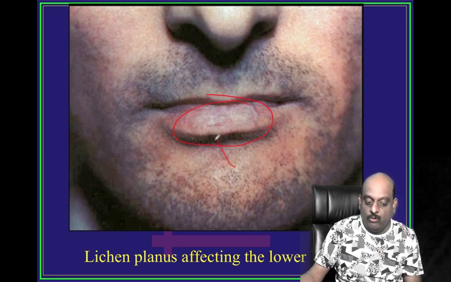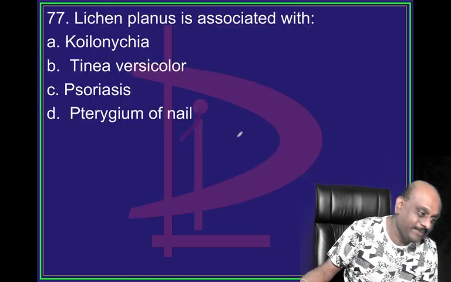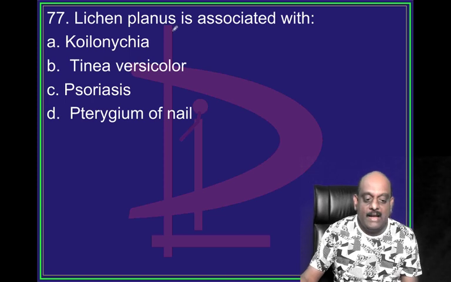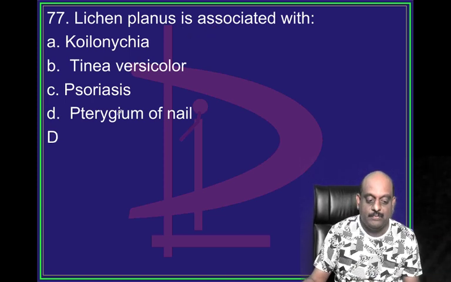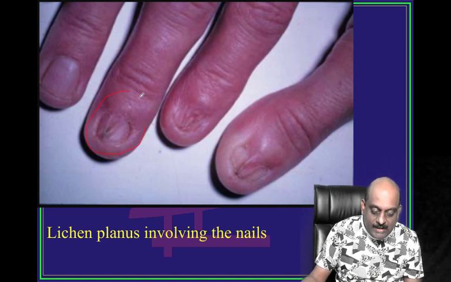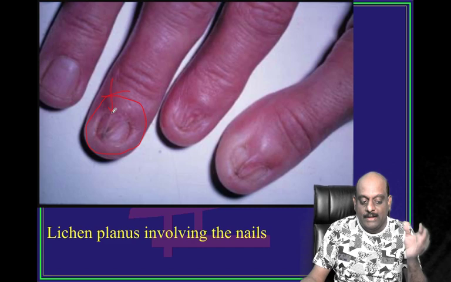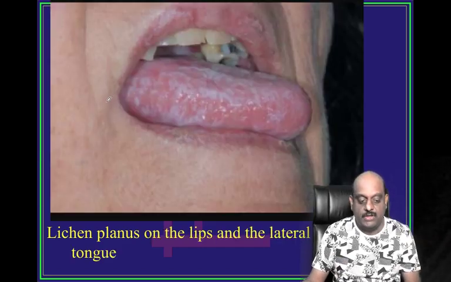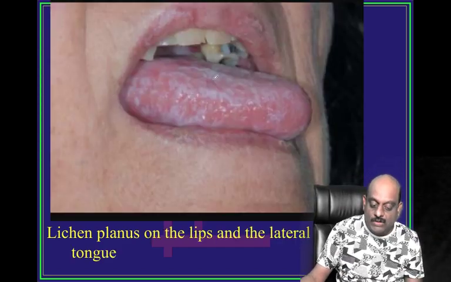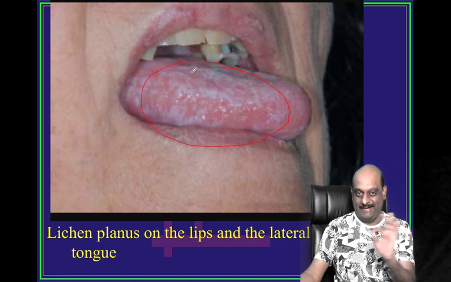Now on the lip, look. Typically on the lower lip, you are having these lichen planus lesions in this case. Lichen planus is associated with what? Pterygium of the nail can happen. So these are the typical lichen planus, which is involving the nails and leading to pterygium, is what you should remember. Lichen planus on the lips and lateral border of the tongue, typical lesions.